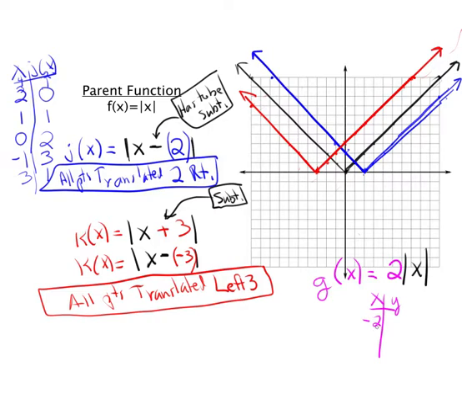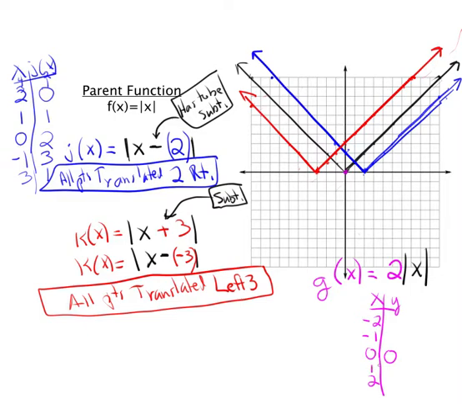So let's just do negative 2, negative 1, 0, 1, and 2. Well, I'll start with my 0, because the absolute value of 0 is 0, times 2 is 0. So my vertex has not changed any from that point because we're multiplying it by 0. Let's look at the positive side.